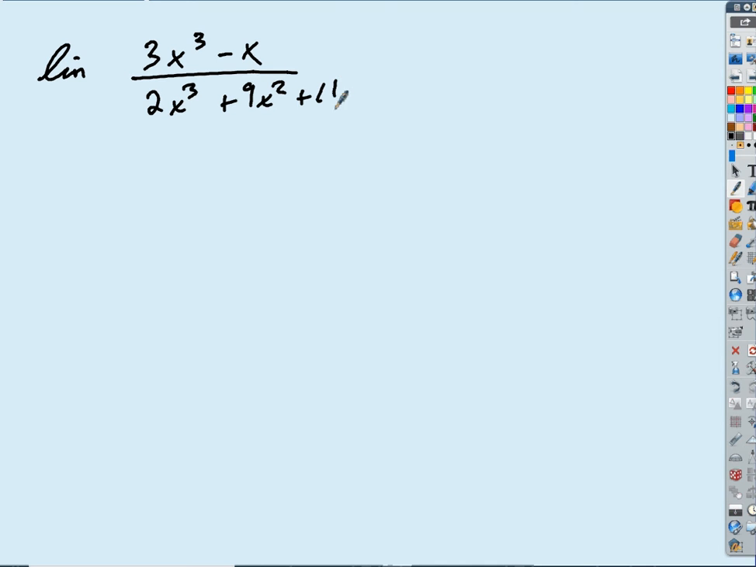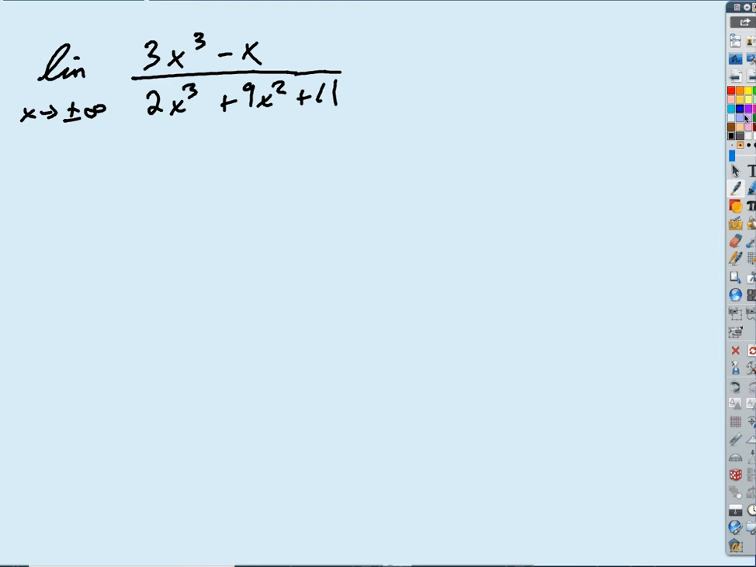I want to wrap up one thing we didn't get to yesterday. If we've got a function like, let's say, we're taking the limit of 3x cubed minus x over 2x cubed plus 9x squared plus 11 as x approaches plus or minus infinity. Okay, what's our rule? What's the answer? 3 over 2, right? Because the degree of the polynomial on top is the same as the degree of the polynomial on the bottom. Okay, there's another way.